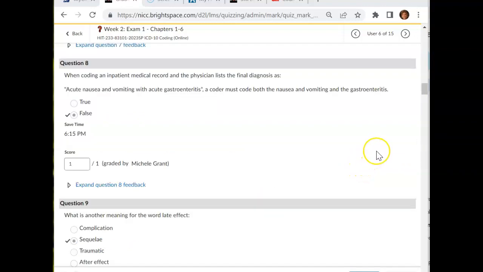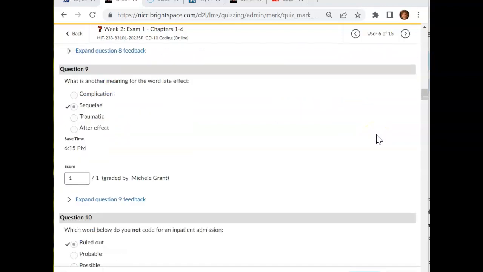Okay, number 8, when inpatient medical record. Sorry about that ring. Anyway, so we have acute nausea, vomiting with acute gastroenteritis. A coder must code both the nausea and vomiting and the gastroenteritis. Keep in mind, okay, these are signs and symptoms of the gastroenteritis. So no, you only code the definite diagnosis. You do not code anything that's integral to the final diagnosis.